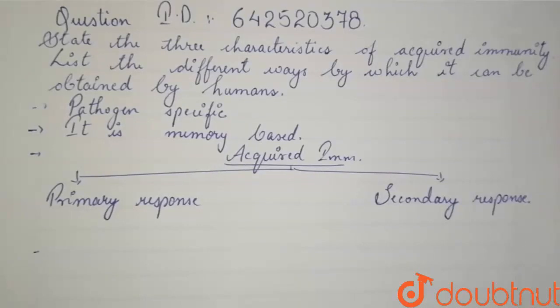In the primary response, the response is slow. Therefore, fewer antibodies are produced against the pathogen, and in most cases, the body suffers the disease. But in the secondary response, as the acquired immunity is memory based, the body produces a very large number of antibodies and easily tackles the pathogen, and the body doesn't suffer a disease. Therefore, it is called the secondary response or the anamnestic response.